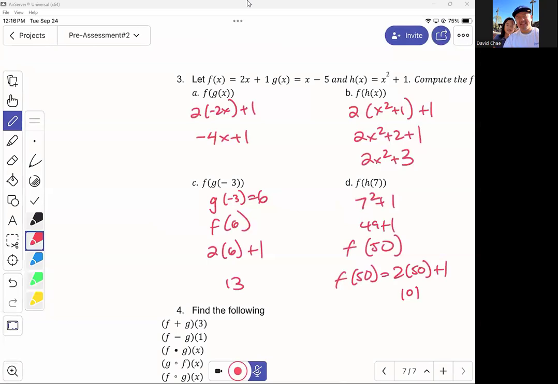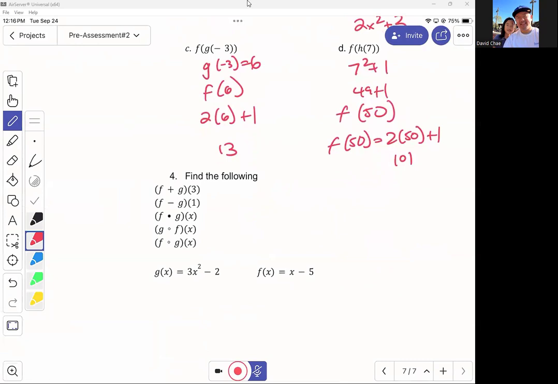All right. Number 4 is 23. I'm just going to write the answers down. The f plus g of 3, f minus g of 1 is negative 5. The f times g of x is 3x cubed minus 15x squared minus 2x plus 10. The g of f of x is 3x squared minus 30x plus 73. All right. And the f of g of x is 3x squared minus 7.